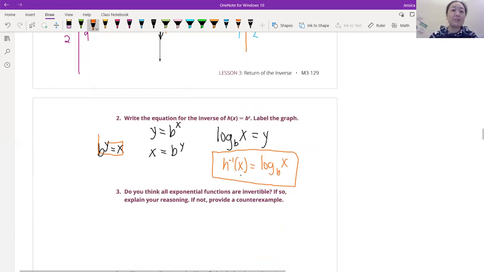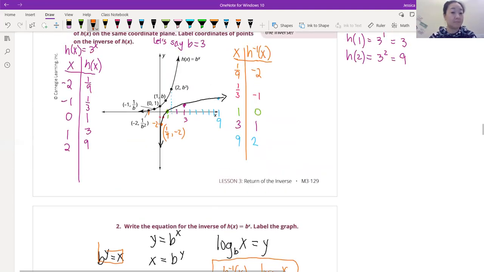Anyways, all right. So the question is, do you think all exponential functions are invertible? Now, if you remember, invertible is not like convertible, right? Invertible means that they are inverses, that it would be an inverse. When you reverse it, that is still a function, right? So is the inverse still a function? Is this log going to be a function?